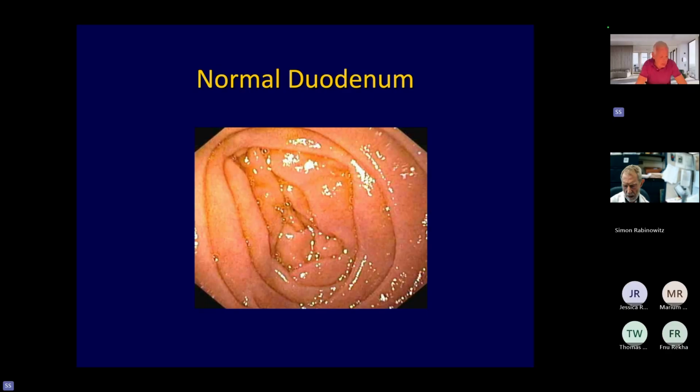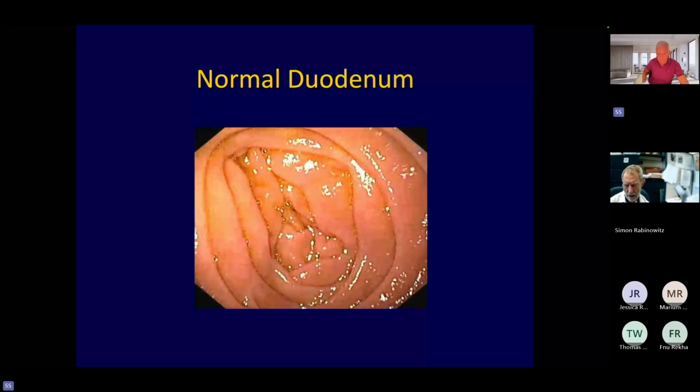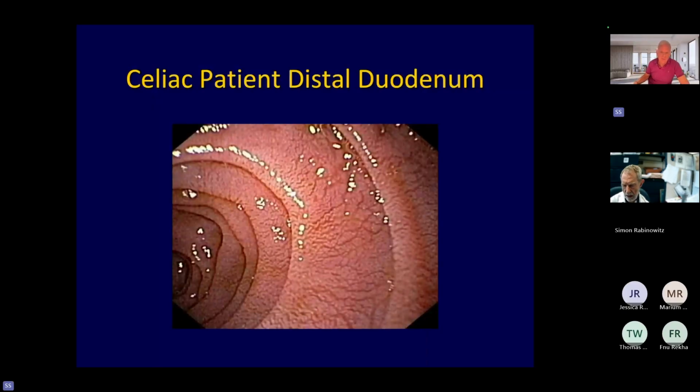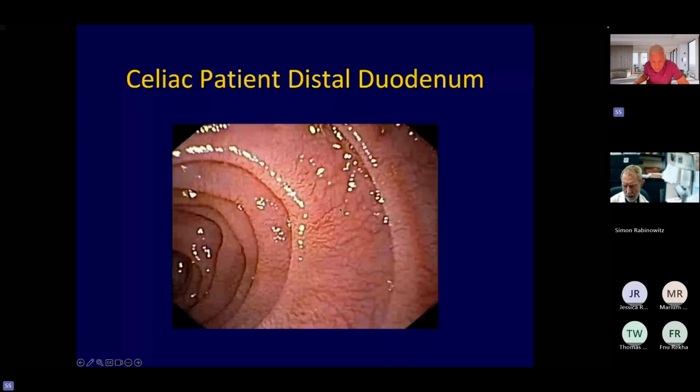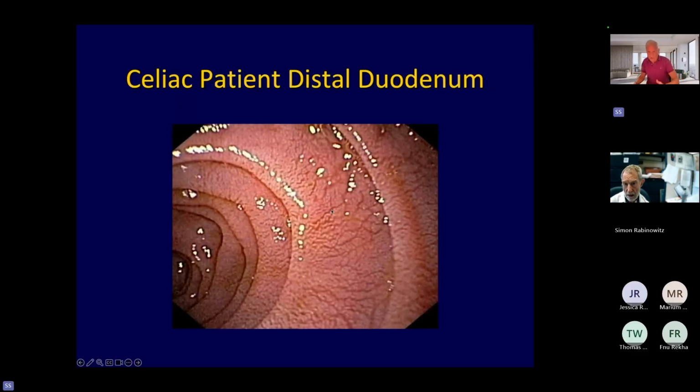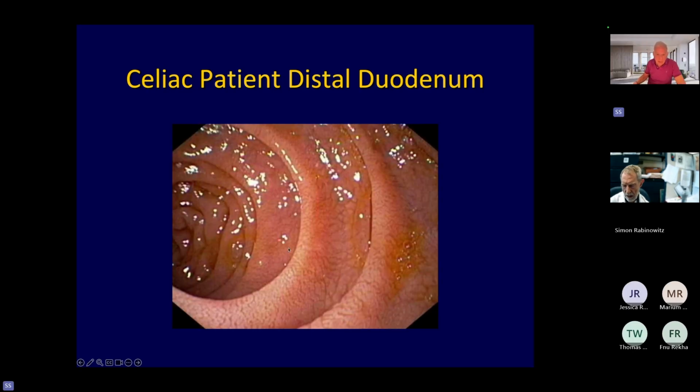Well, how does celiac disease look? Here's a normal duodenum. And this is a typical finding. This is the capillary network at the base of the villus. Why do you see it? Because there ain't no villus to look at. This is a patient who has villus atrophy, allowing us to view the capillary network. And here again, you view the capillary network, and also you can see a slight scalloping of the valves here. This again is a characteristic finding.